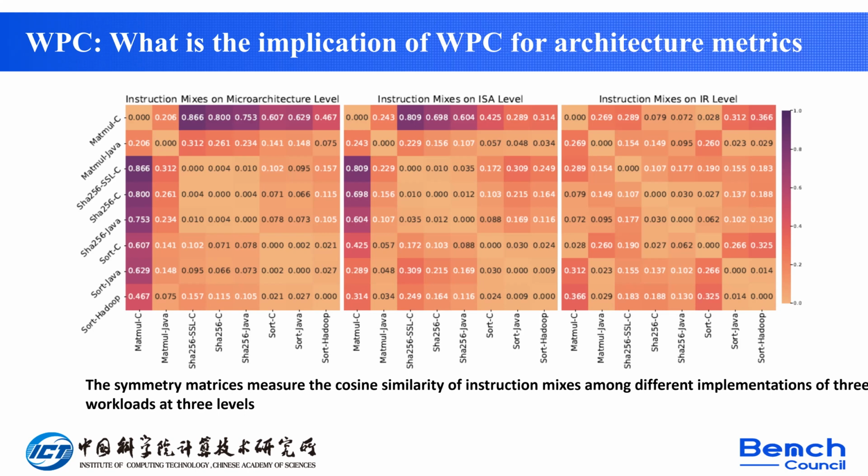We notice the SHA256 C and Sort C are similar, as their distance is less than 0.1 at all three levels. In fact, SHA256 and Sort are similar in instruction mix, as they both have intensive data access and integer operations.